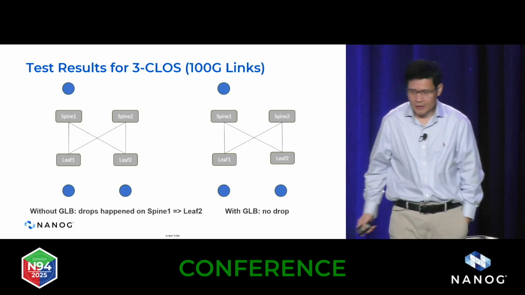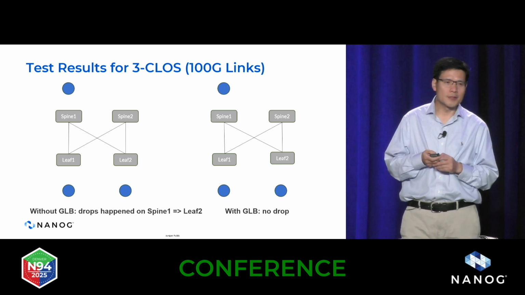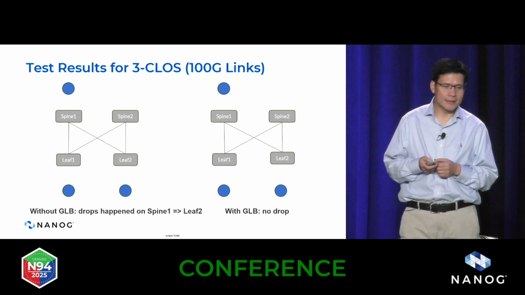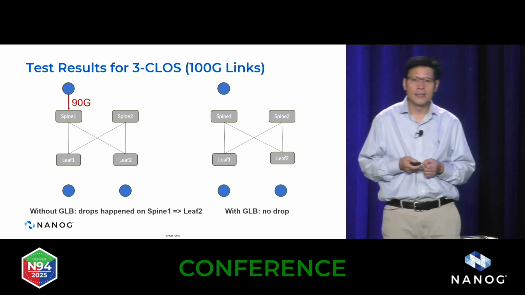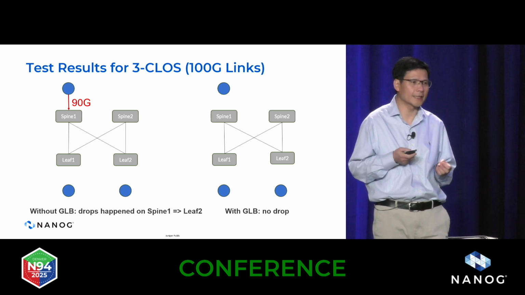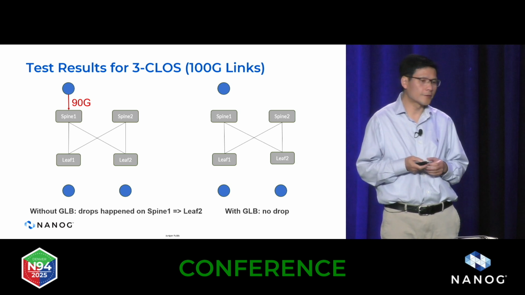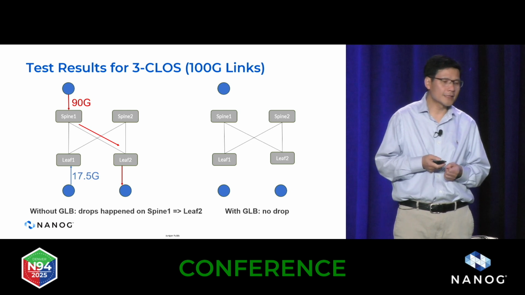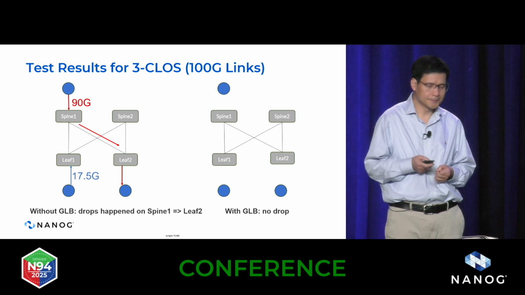So having seen how GLB works, now let's use a simple test to further demonstrate the idea. To see how GLB can help to avoid congestion, let's first do the test without GLB to see how congestion can happen in a case where it is technically avoidable. Let's start with 90 gig of background traffic from spine 1 to leaf 2. And now we have a 17.5 gig flow sending from leaf 1 towards leaf 2.